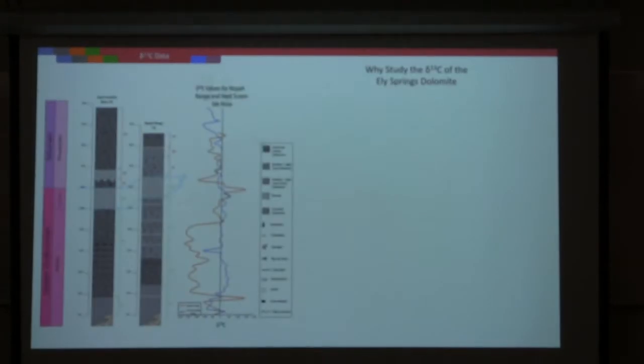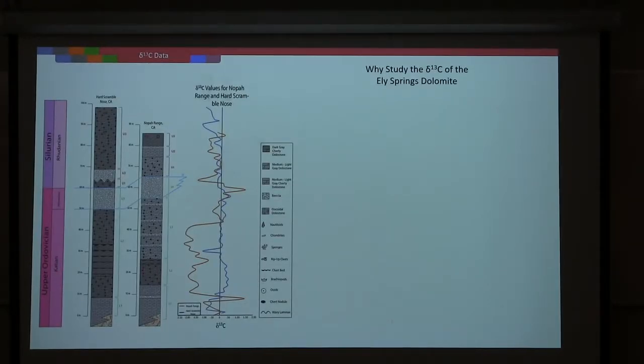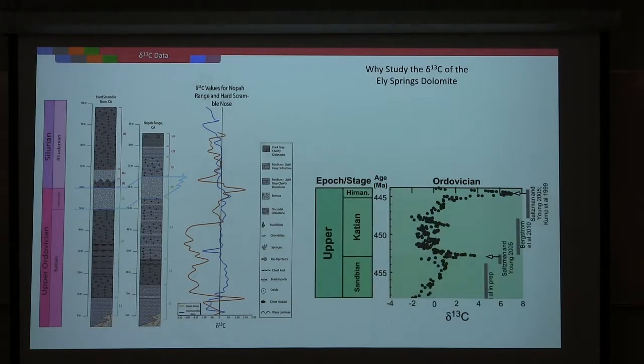So now looking at our delta C13 data. Why do we even care about the delta C13 data when we've already looked at the Ely Springs Dolomite and have some idea as to what glaciation is doing throughout the lithology? Well, if we can create a curve for Hard Scramble Nose and Nopah Range, then we can compare it to that of the global delta C13 curve.